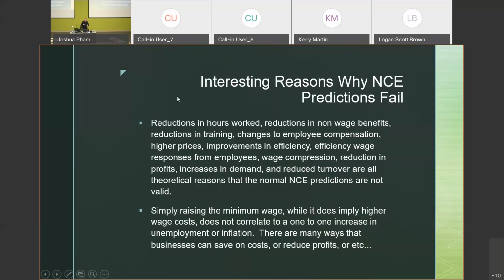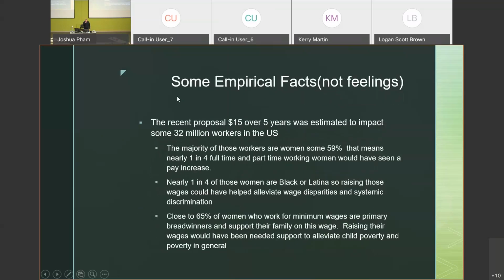So simply raising the minimum wage, while it does imply higher wage costs, doesn't correlate one-to-one with these predictions that we have in terms of increased prices or increased unemployment. And again, watch this when we switch between unemployment versus employment levels, because we're talking about two different effects in that quote-unquote theoretical labor market that might or might not actually exist.